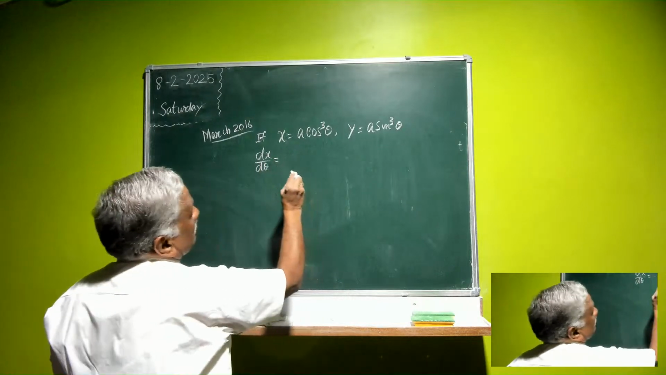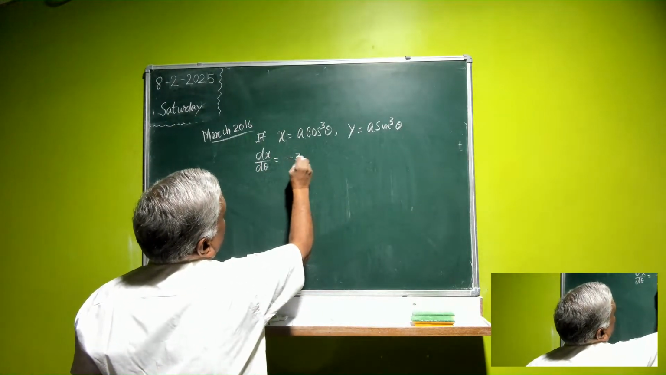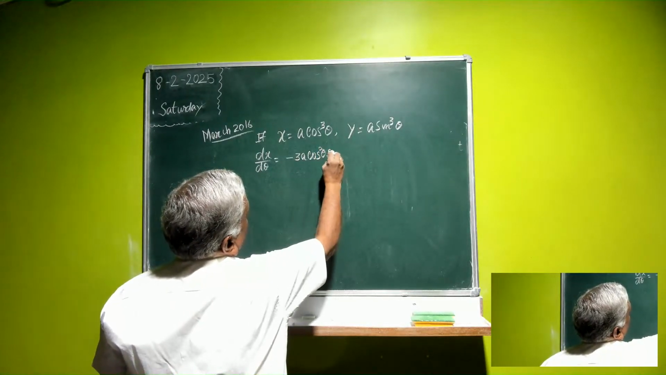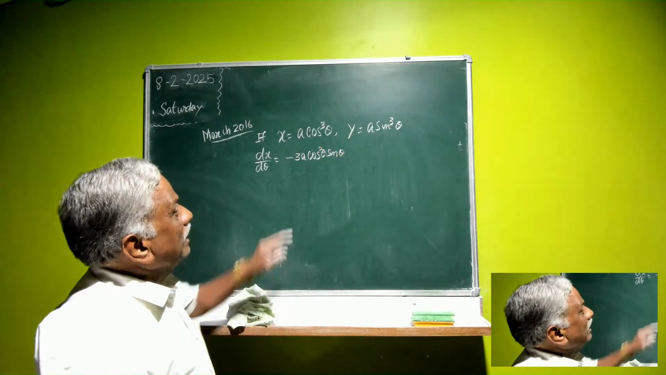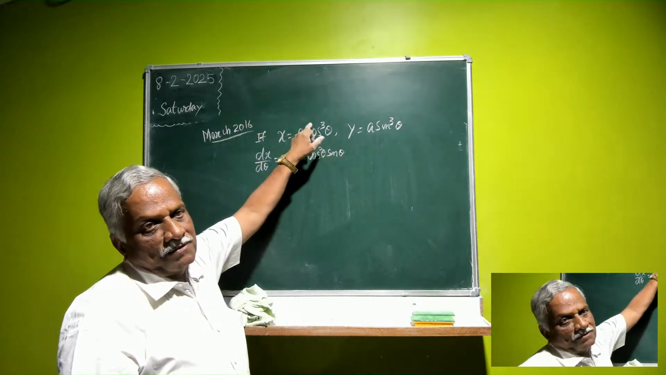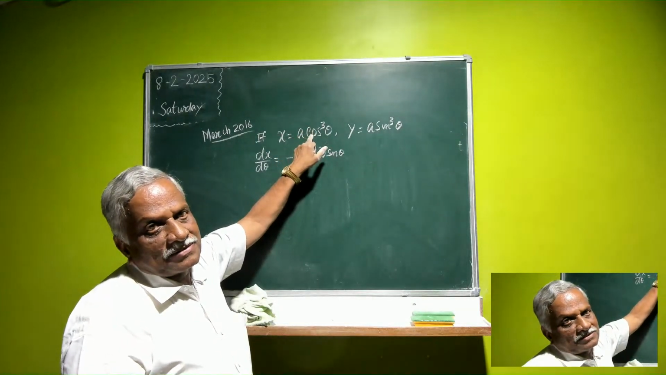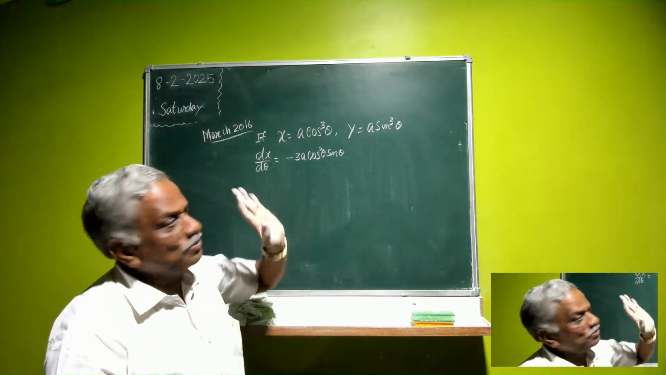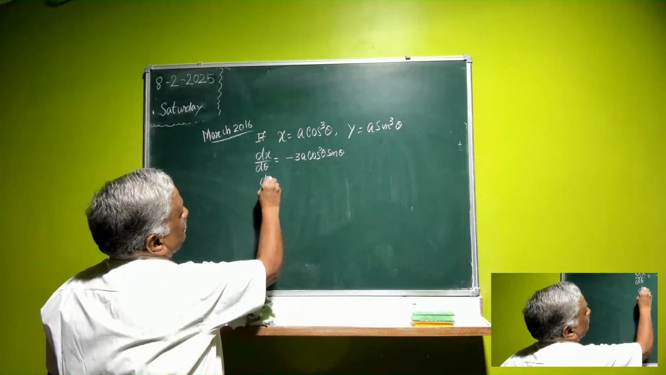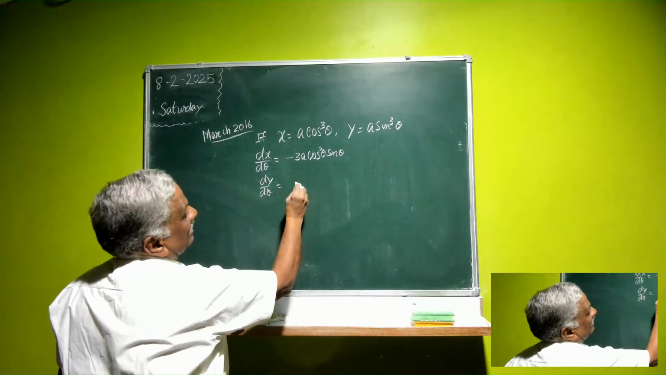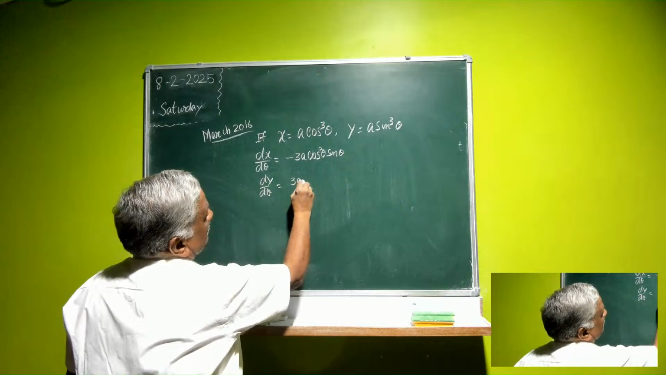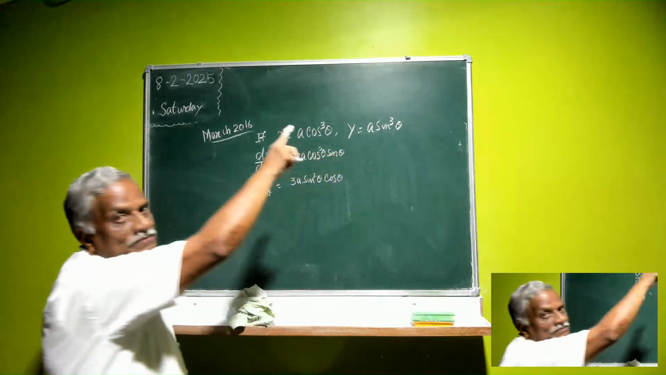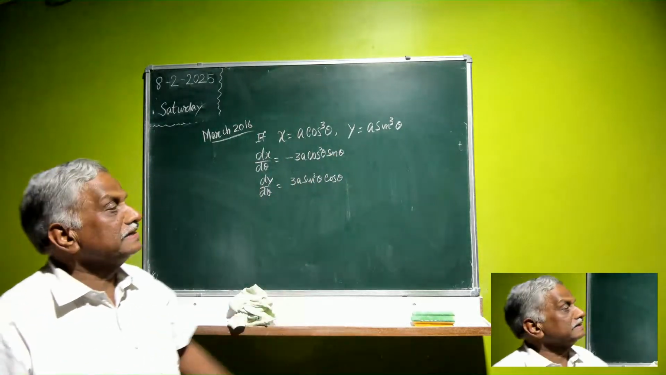Dx by d theta is minus 3a cos square theta into sin theta. I'll explain how. A is a constant, power is 3, cos square, derivative of cos theta is minus sin theta. We can write this directly because there are so many problems. dy by d theta, again a is a constant, is 3a sin square theta into cos theta. First we differentiate the power, then we differentiate sin theta.